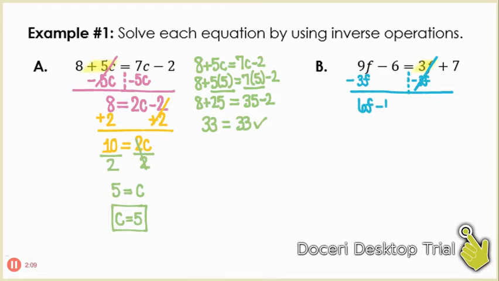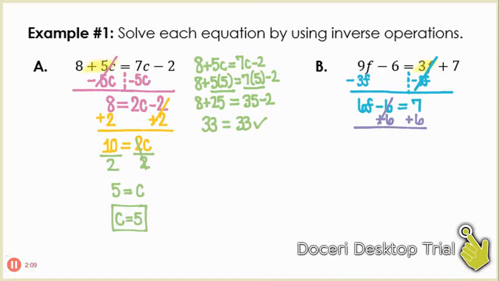I bring down my minus 6, I bring down my equal sign, and I'm just left with 7 on the right. This should look familiar. It's a two-step equation. Right now, f is being multiplied by 6 and subtracted by 6. So we're going to work those order of operations in reverse order. So I'm going to undo subtraction with addition, but what I do to one side, I have to do to the other.